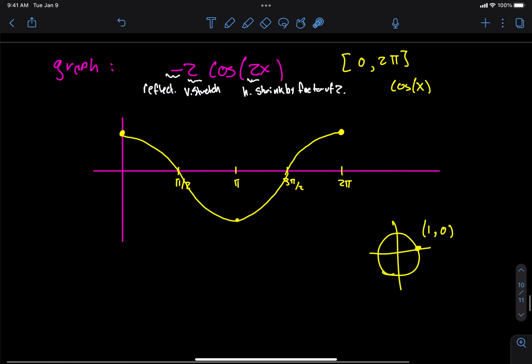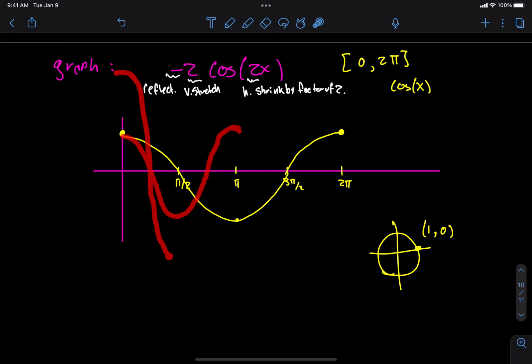Okay, so if I have a horizontal shrink by a factor of 2, then basically we're going to do everything twice as fast. So it's going to look something like this. This would be just a horizontal shrink by a factor of 2, right? It's going to go twice as fast. And also I need to do the other 2 things, namely a vertical stretch and a reflection. So the vertical stretch would take us from here to looking more like this.